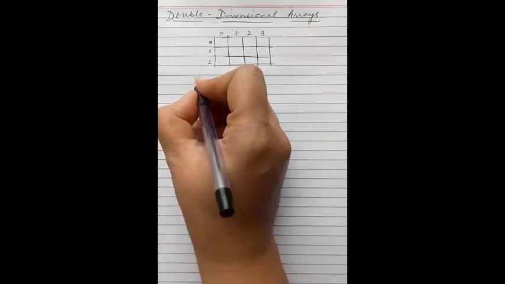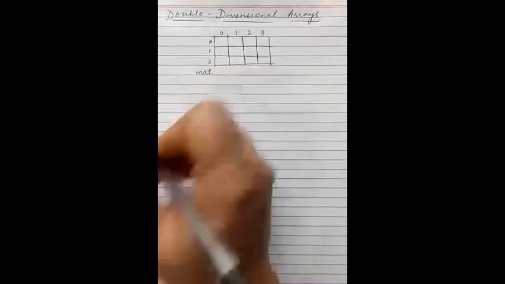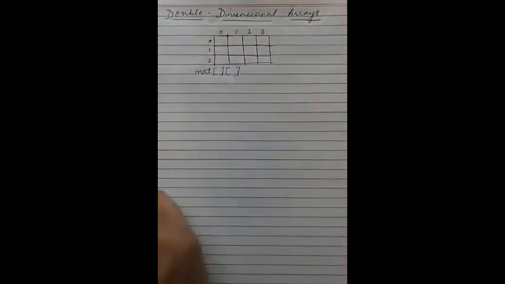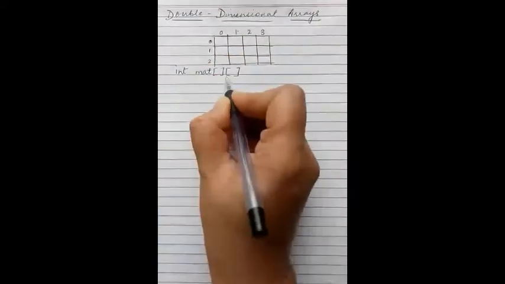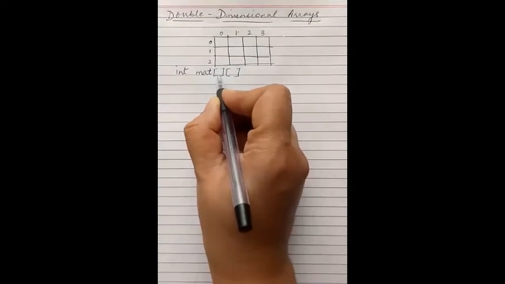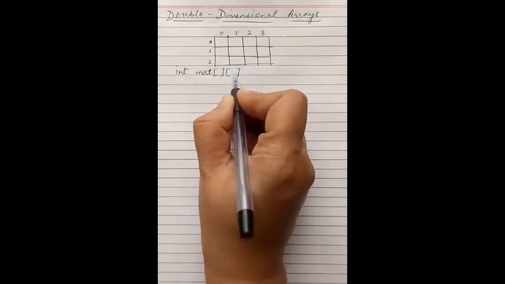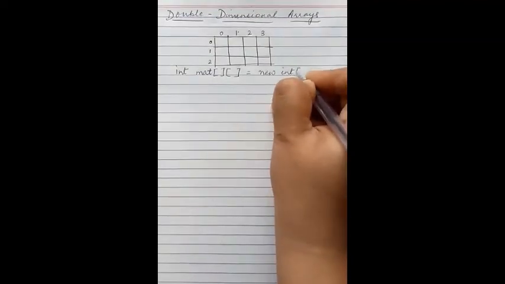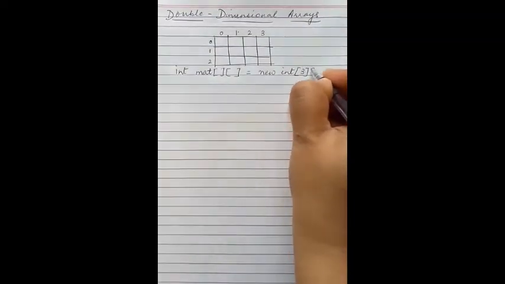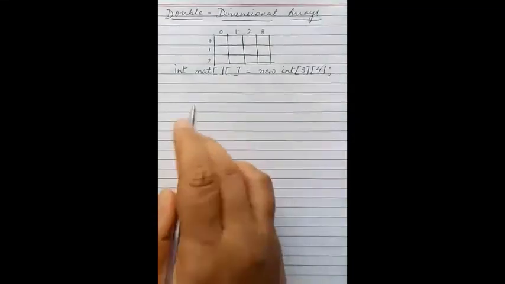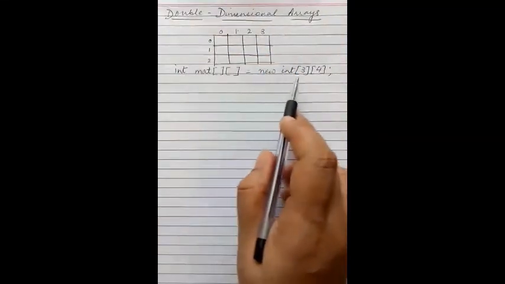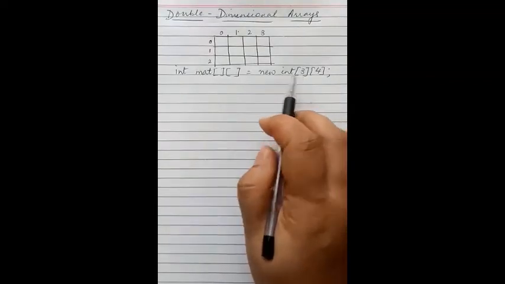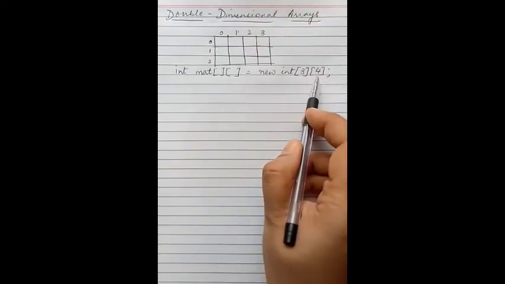So if we have to declare an array known as mat, then we will be writing like this. int matrix, there will be two dimensions. First will be for the rows, the number of rows. Second will be for the number of columns, equals new int. The number of rows here is 3 and the number of columns is 4. This is how a matrix of 3 by 4 is declared, an integer matrix where the number of rows is 3 and the number of columns is 4.